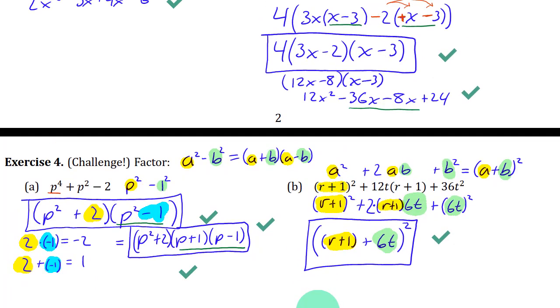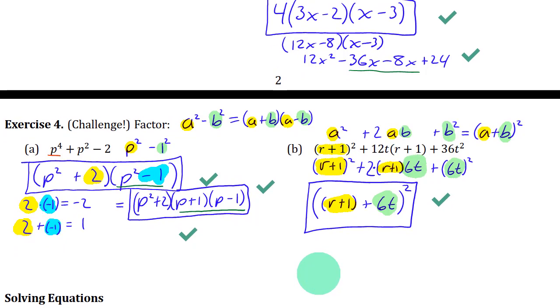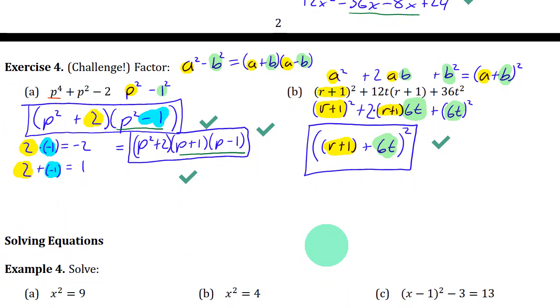All right, so that's those exercises. I'll do the next examples where we start solving equations in the next video.